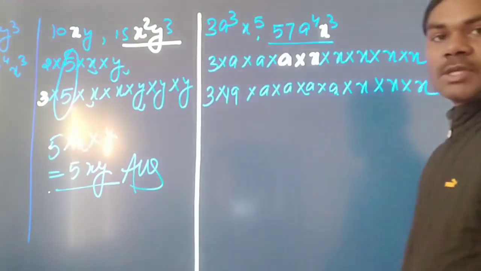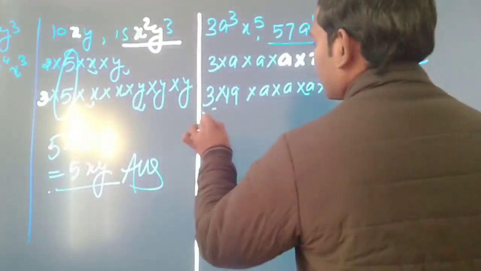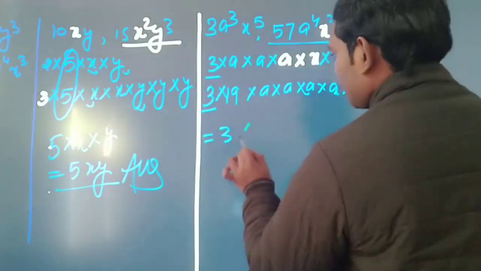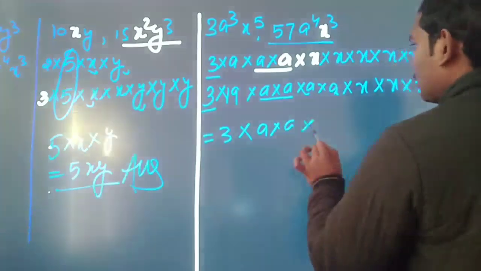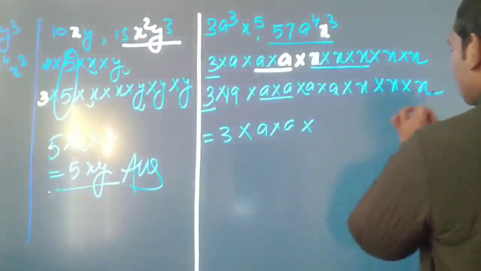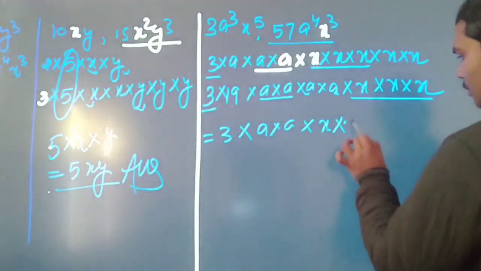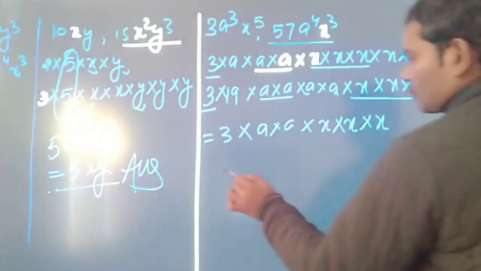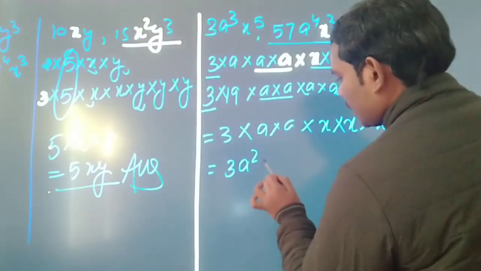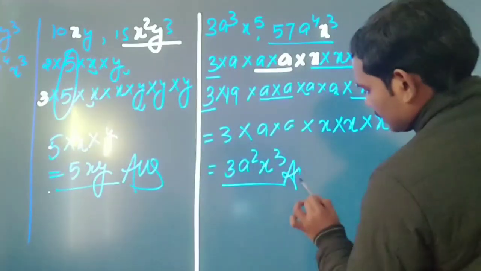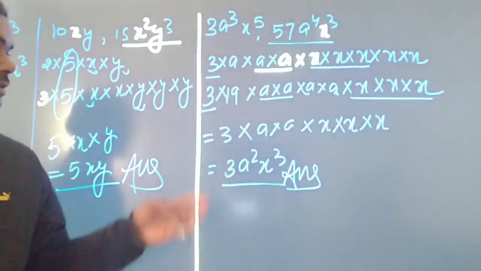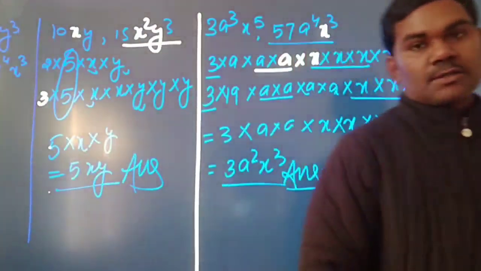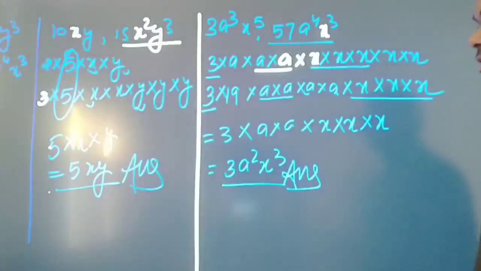Now taking common from these two factorizations, we get 3 as a common. So write 3, a into a, that is a square, and x into x into x. So here we get 3a square x cube, which is the required result. So in this way we can find the factors, that is the greatest common factor of the question. So I hope the first type of question is clear to everyone. Now let's see the next.